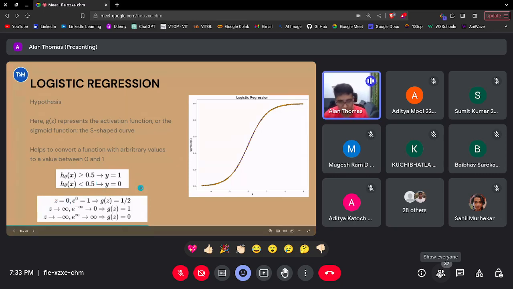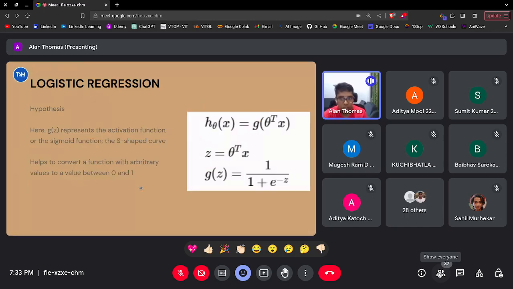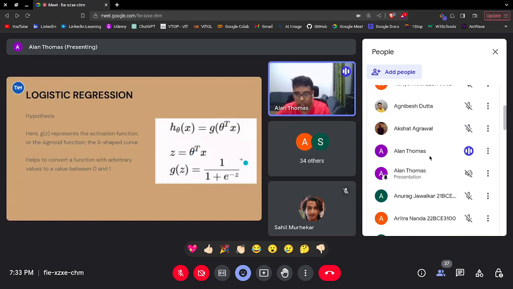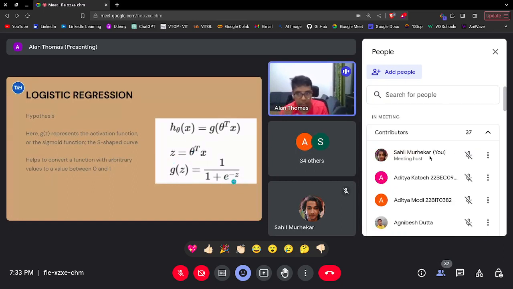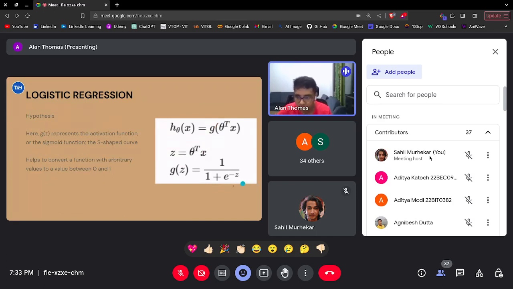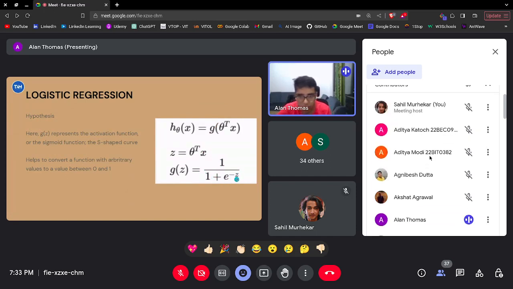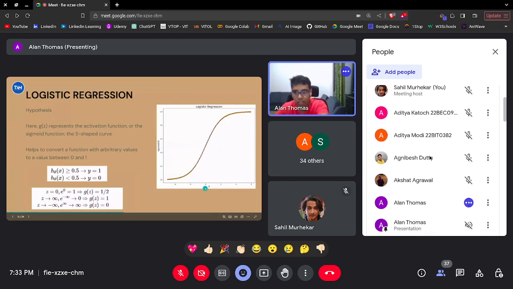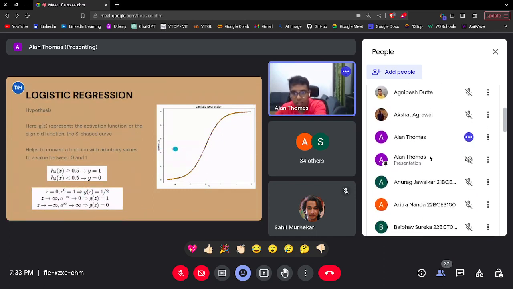Okay, so if z is equal to 0, remember z is equal to this part, and you don't even need to remember that, just remember this: g of z is equal to 1 by 1 plus e to the power minus z. If z is equal to 0, this becomes 1 by 1 plus e to the power 0, which is 1 by 1 plus 1, so 1 by 2, which is 0.5. You can see it here, 0.5, it makes sense.